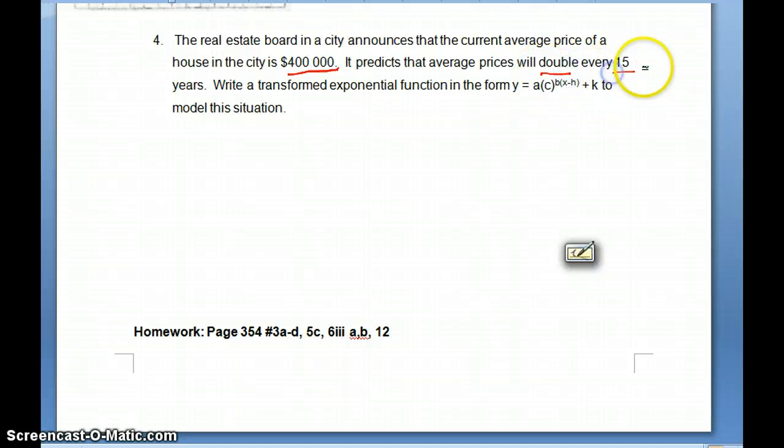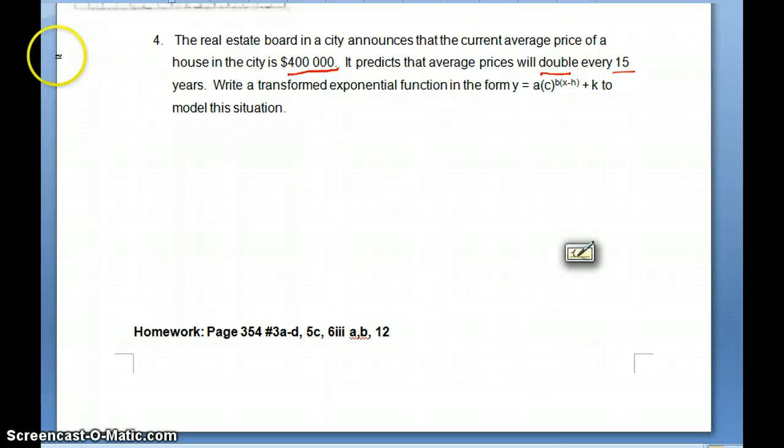I love to highlight or underline just so I can see where some important information is. So it predicts that the average prices will double every 15 years. Now we need to write a transformed exponential function in standard form to model this situation. So let's look at what we're given.